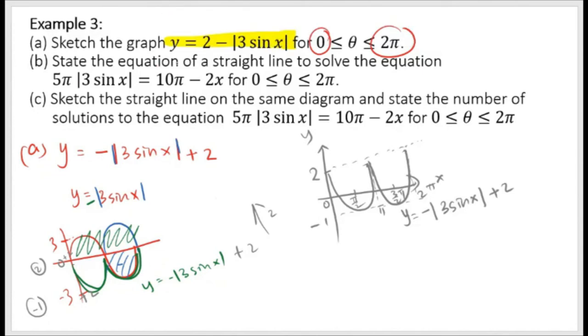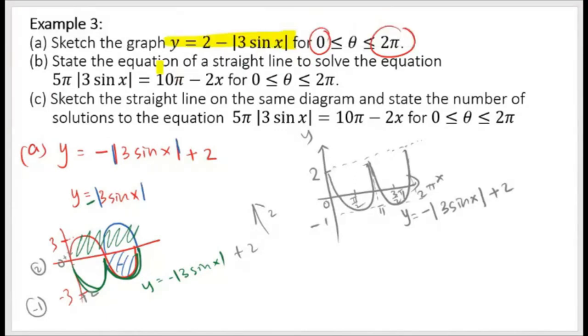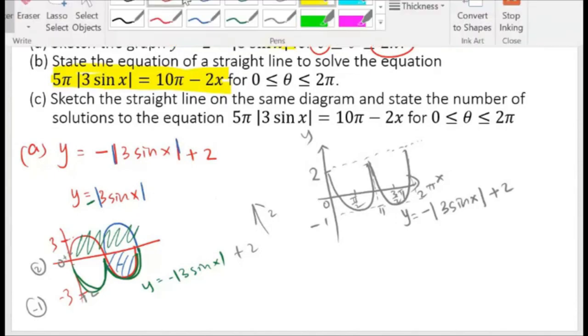State the equations of the straight line to solve the equation. What is the equation to solve this equation? Okay, this is the first equation, this is the second equation. Actually the same thing, only the way of expression is different a bit. Change the way of describing. Actually what the question wants is the same thing.